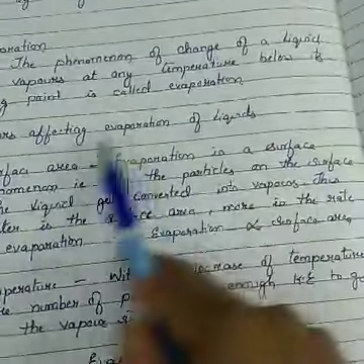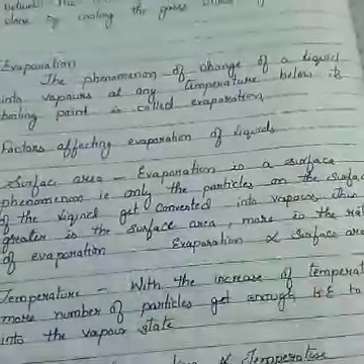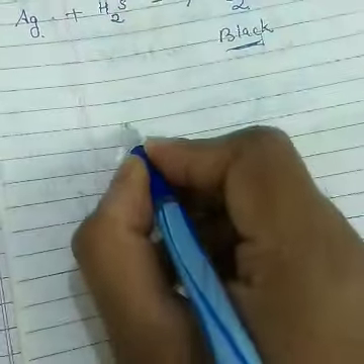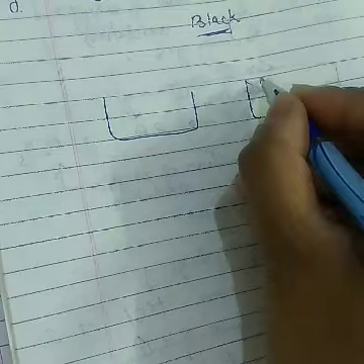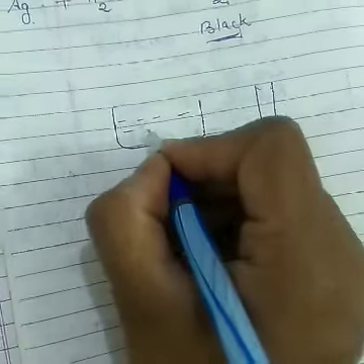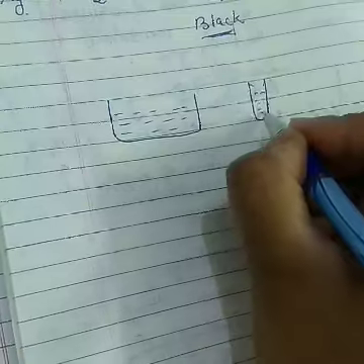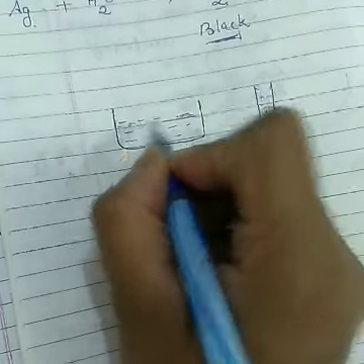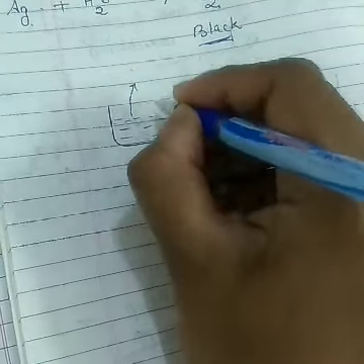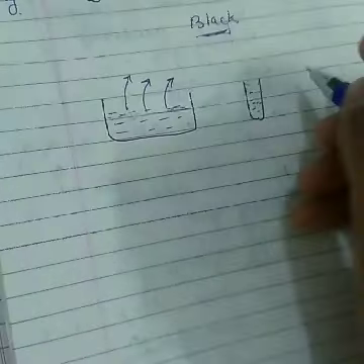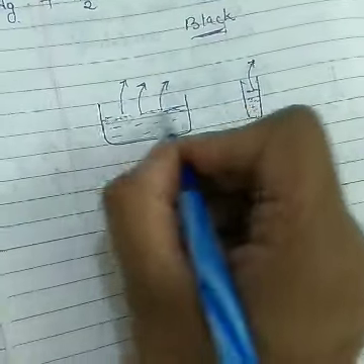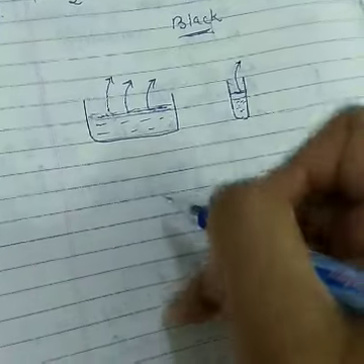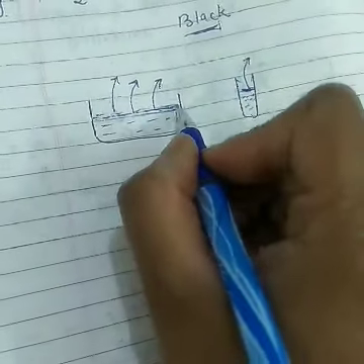Next, what are the factors affecting evaporation? Which factors affect the evaporation? Like surface area. If you take the water in a bowl and water in a small glass, the water which is present in the bowl gets evaporated faster, changes into the gaseous state faster than the glass, because the surface area is more in one and less in the other. So evaporation is a surface phenomenon.